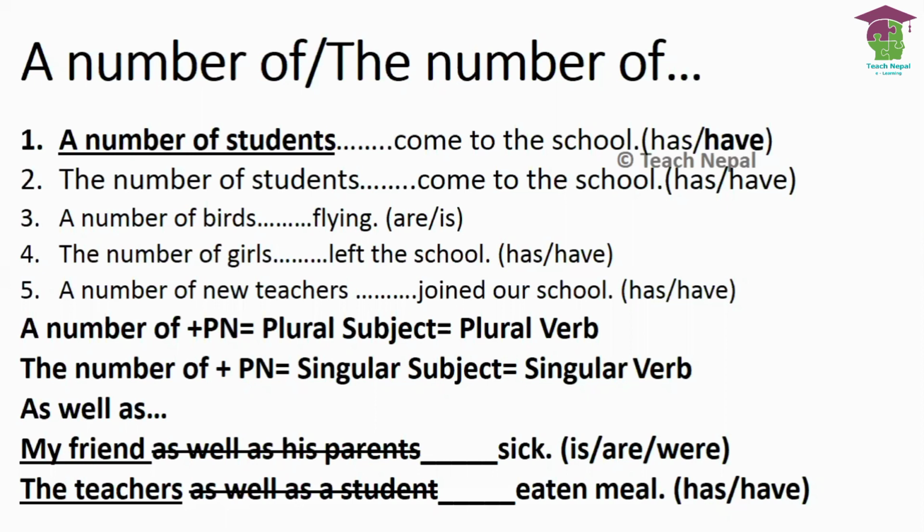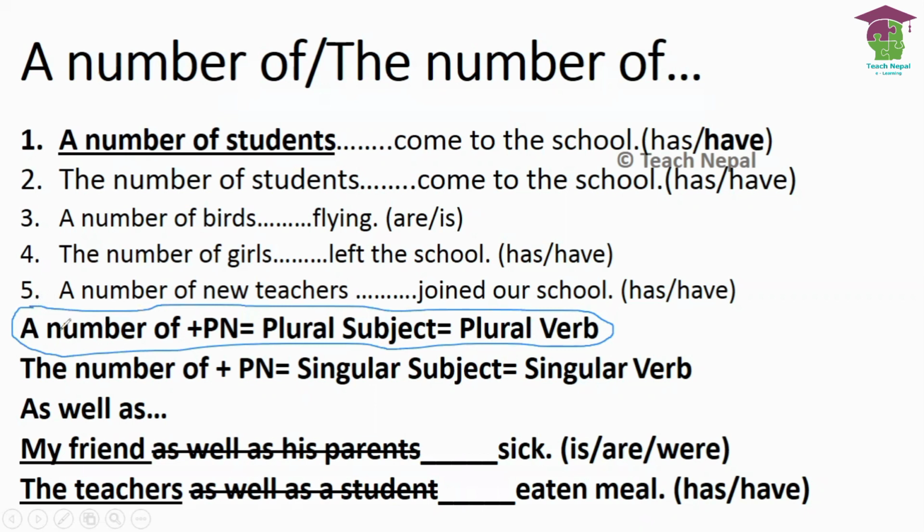A number of plus a plural noun, that is considered a plural subject. So a number of plus plural noun, then it is considered as the plural subject. Then which verb do we use? We have to use the plural verb, because we have discussed that with a plural subject we need to use the plural verb.